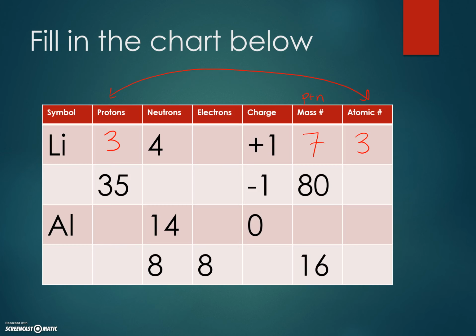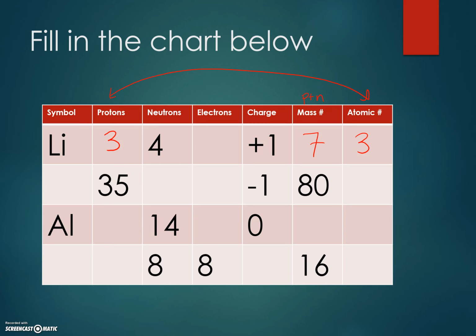So 7. I don't know why it's doing that. To find my electrons, remember my charge is plus 1. And if my charge is plus 1, then I have more protons than I have electrons. And so I must have one more proton than I have electrons.